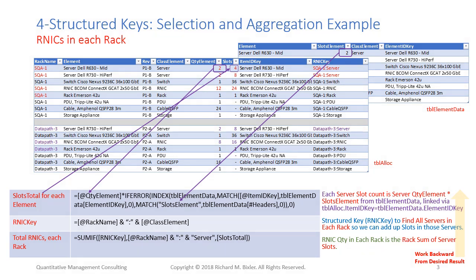The second match finds the column slots element in the header row of table element data. If there is one, it returns its column number within table element data. If not, again, an NA error. Index then finds the cell in table element data at the row and column as specified and returns its value. If a match returns an error, the if error jumps in and returns a 0 value. The value returned by the if-error index match is multiplied by the quantity element field in table alloc, a number entered by you when defining the configuration, and that result is the slots total shown for each server record.